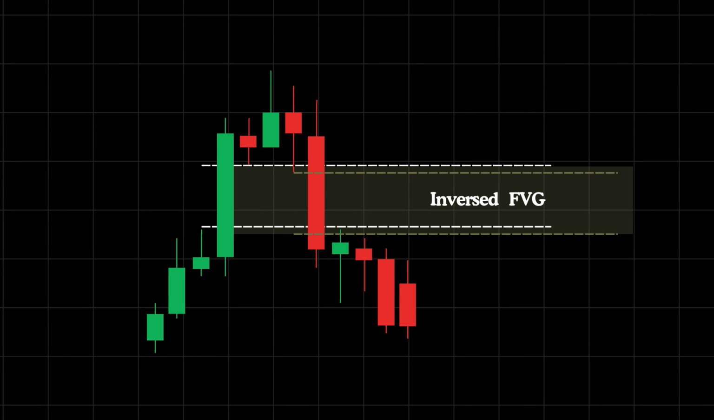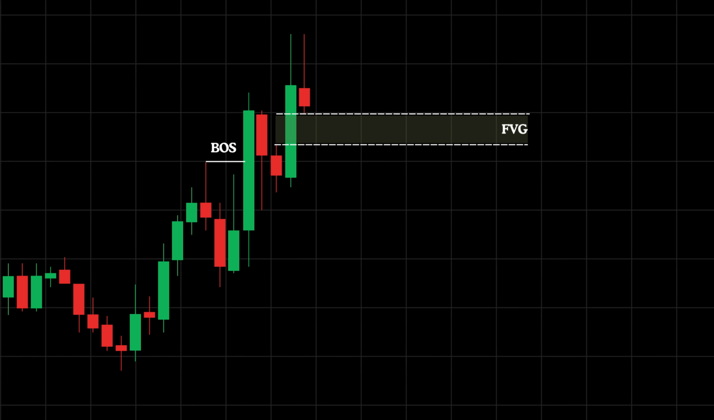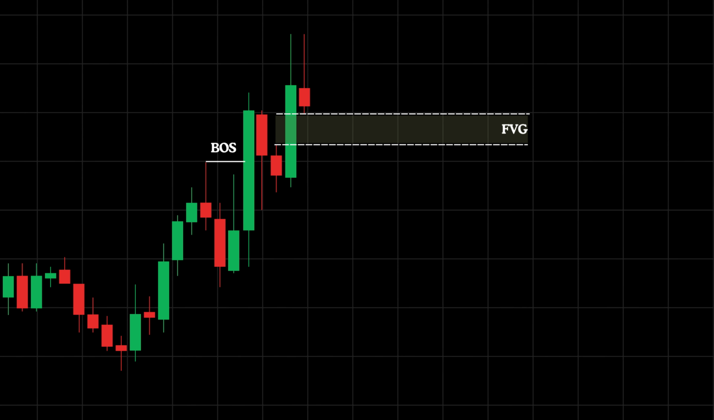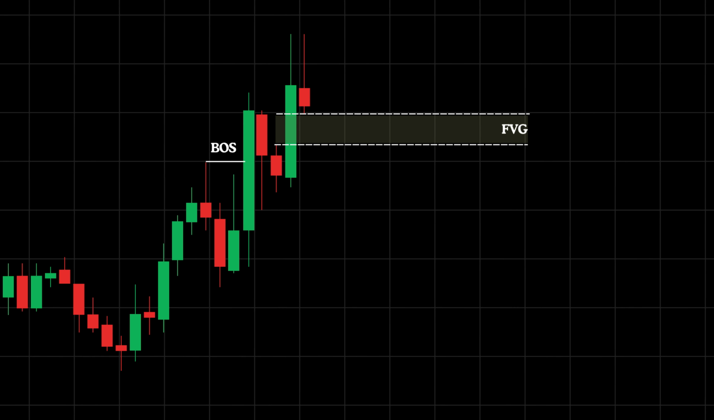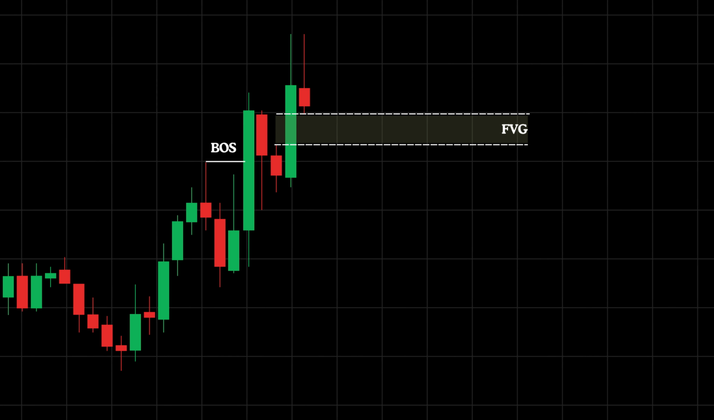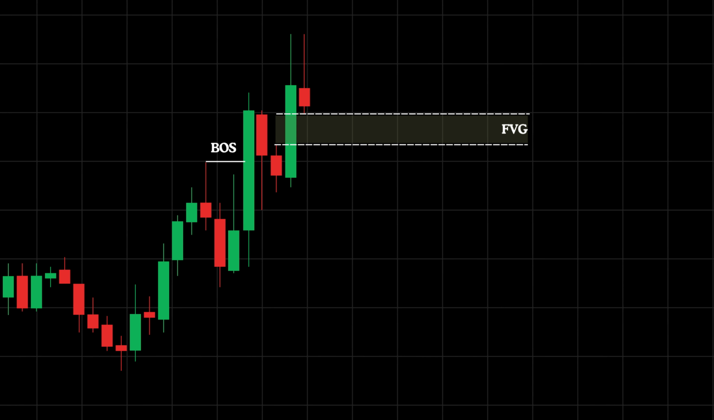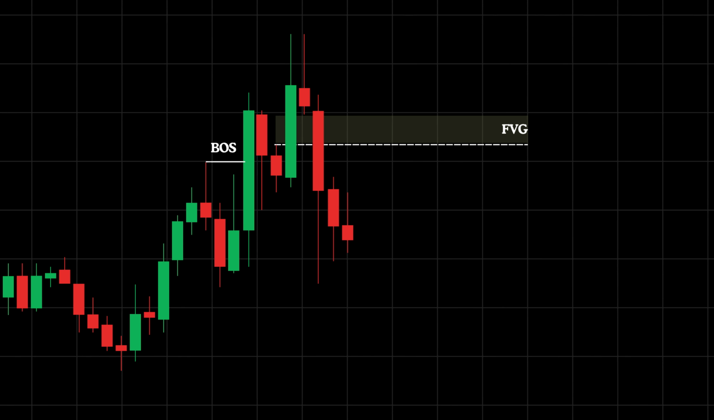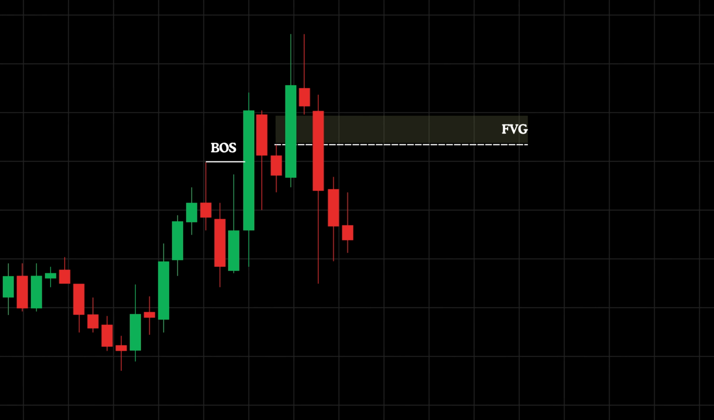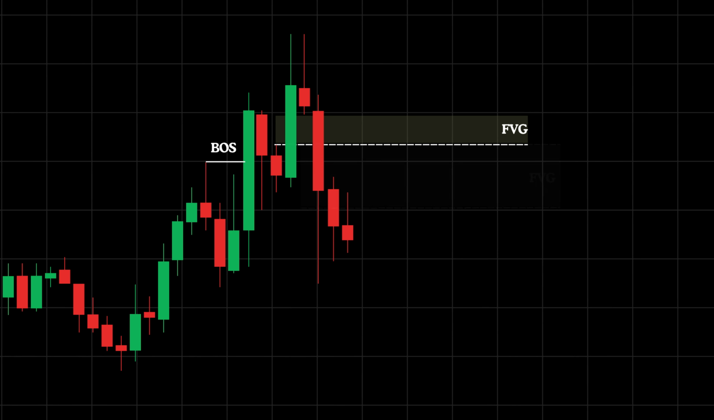Now let's check out a real chart example. On the Euro-Dollar 15-minute chart, we're starting with a strong uptrend. Price makes a sharp move to the upside, forming a fair value gap and breaking above the previous market structure. This breakout signals strong buyer momentum, suggesting the uptrend might continue, but then momentum shifts. Price reverses aggressively, breaking below the previous low with force and forming a new bearish FVG.